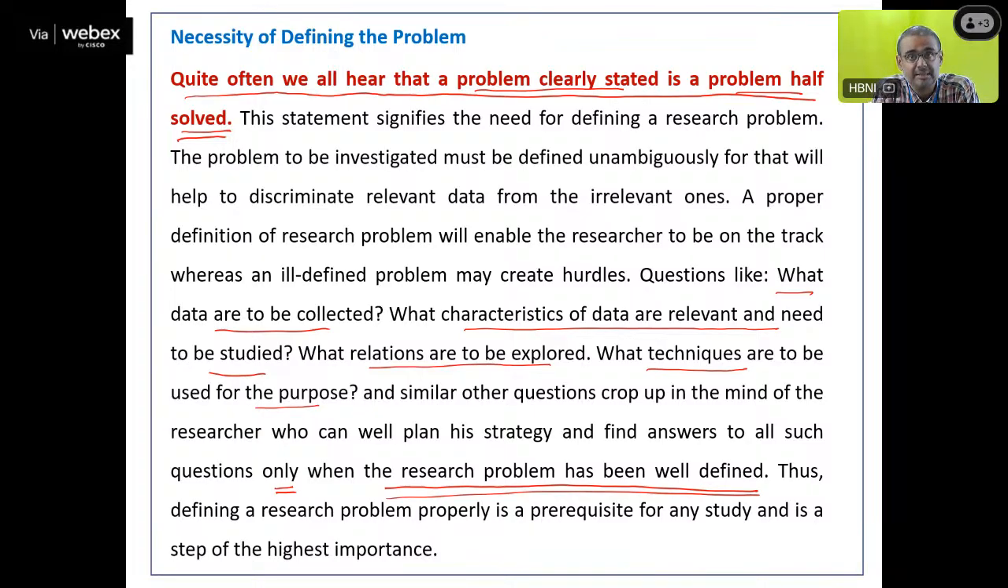What relations to be explored, what theoretical work you want to do, what techniques you will use, you have clear answers to all of this because you have defined the problem clearly. So you know what you have to do, even for the topics you are taking one by one, whether materials or reactions, whatever research you are doing, you are going ahead and you know what you have to do because you have defined the problem.